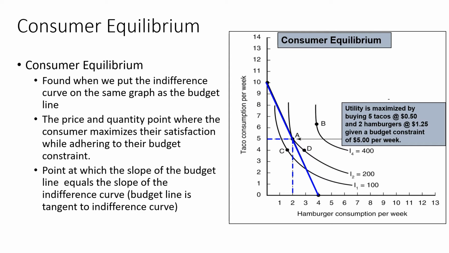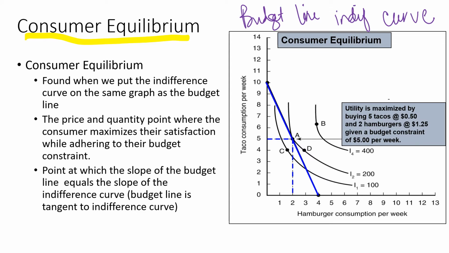So first we're going to take a look at consumer equilibrium. If you recall from last week, we looked at the budget line and the indifference curve. Today we're going to put the indifference curve together with the budget line to find the consumer equilibrium. So on this chart over here, let's take a look at this first. We see we have three different indifference curves plotted, and we have a budget line.